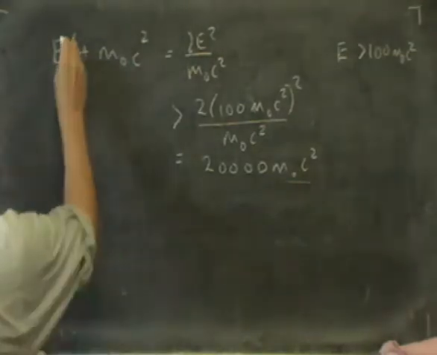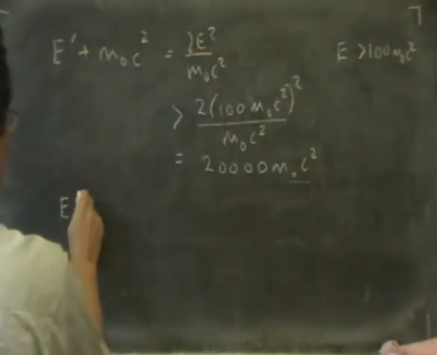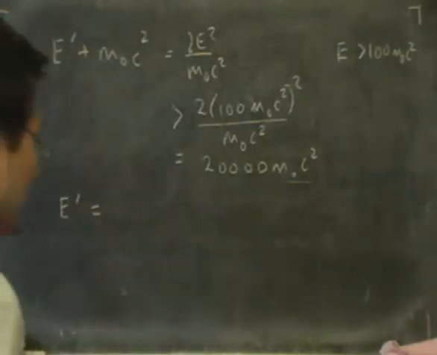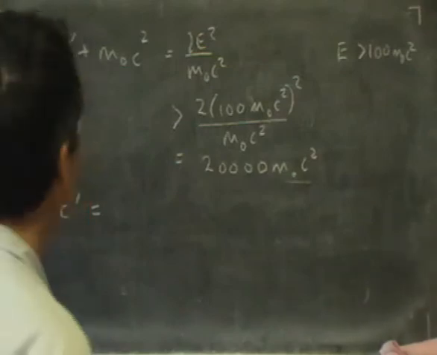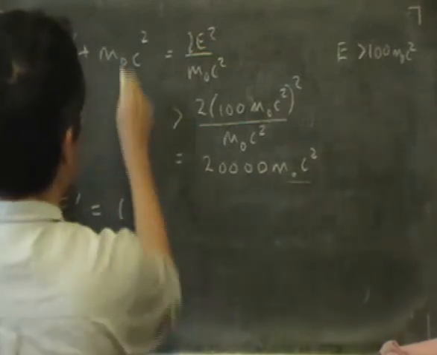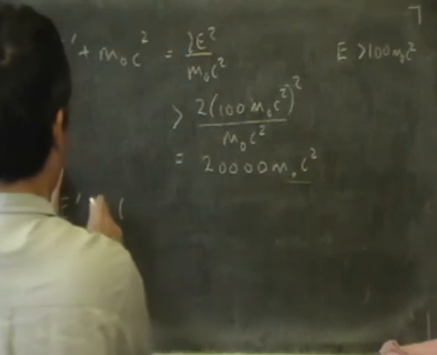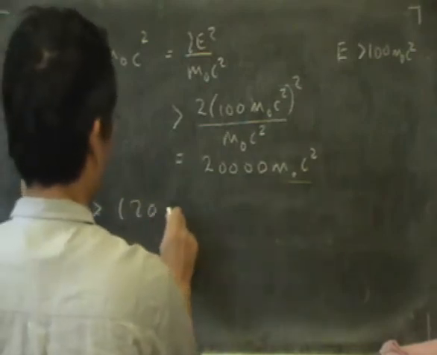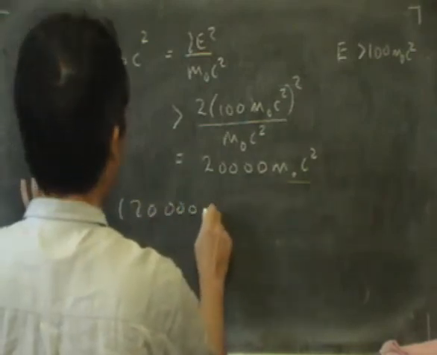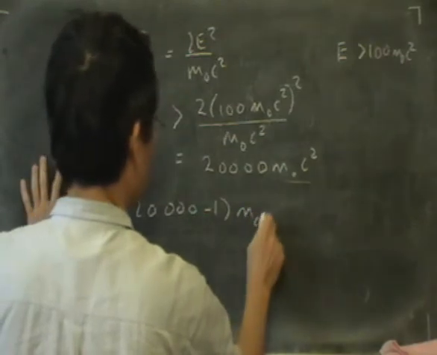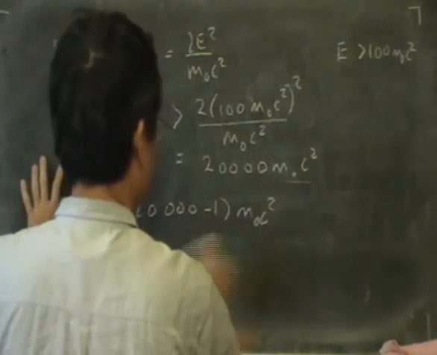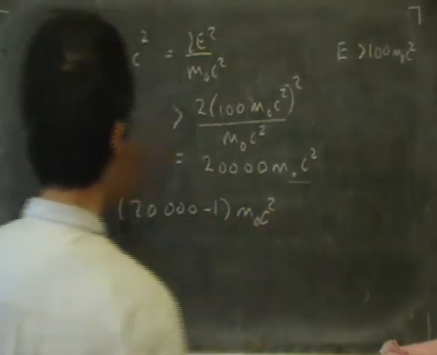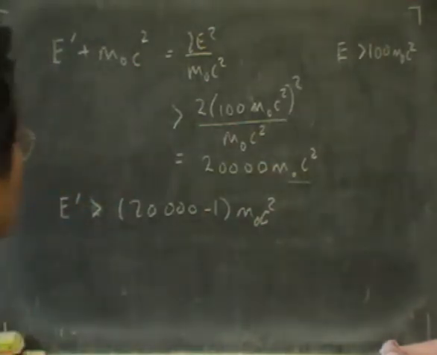So therefore, E prime, which is the energy we would need in the fixed target frame, let's move that over to the other side, would be more than 20,000 minus 1 m naught c squared. Right, so nearly 20,000 times the rest mass of a proton.